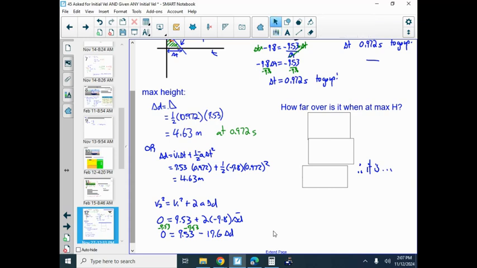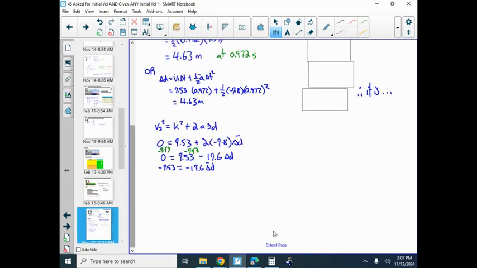And get our negative 9.53 equals negative 19.6 delta d, dividing both sides, just gives us that same number there of the 4.56. Oh, I forgot to square. I was like, something's off here. I'm not getting the right number. So that needed to be squared. So that changes my numbers drastically.